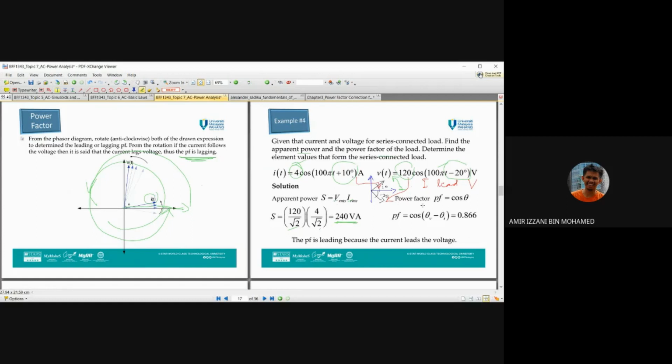To find the power factor, which is cos theta, theta is the difference of the phase angle between these two, theta V minus theta I. So cos of that is 0.866. You can verify this calculation later. In this example, the power factor is leading because the current is leading the voltage, by looking at the sign here, positive or negative.